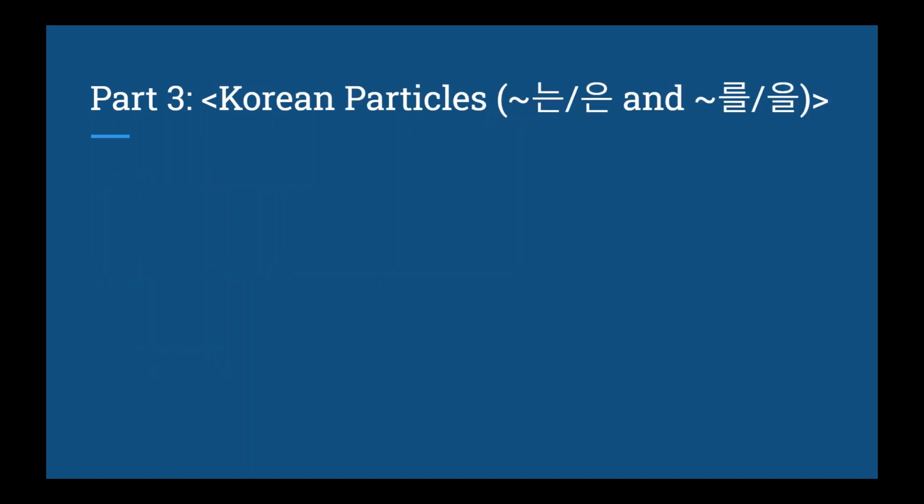The third part of this lesson talks about Korean particles, 는 or 은, and 를 or 을. 는 and 은 mark the subject of the sentence, while 를 or 을 mark the object. An example here is I, beds, like. This is the Korean construct again. To add the particles, it would become I, 는, beds, 를, like.